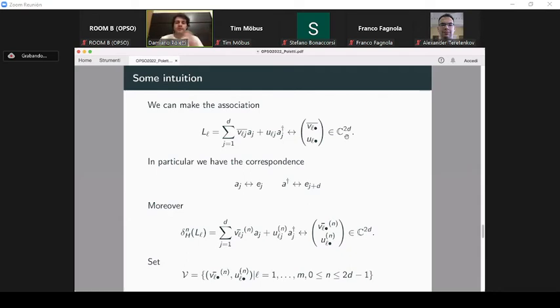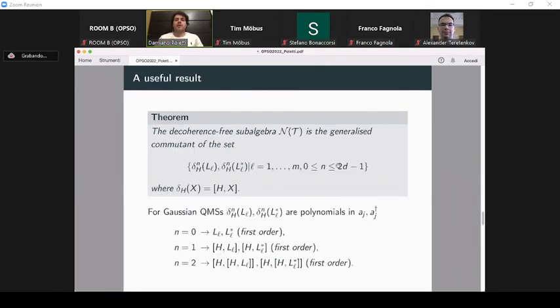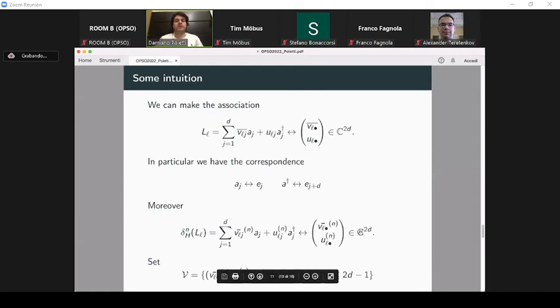So the first part, the construction of the decoherence-free subalgebra, is looking at a set, which let me show you, was this one, that uses the explicit action of the semigroup. Then one can instead look at the set of operators and compute the generalized commutant in order to compute the decoherence-free subalgebra. And what we are now doing is that this set of operators is actually just a set of vectors in C^{2d}. And we call this set V, the one you see below.